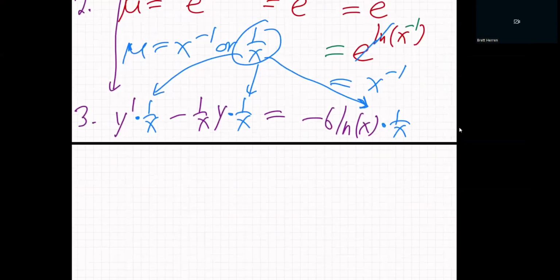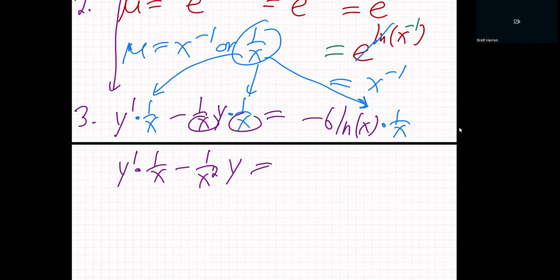And can we clean that up at all? Yeah, I guess over here this will be y prime times 1 over x minus 1 over x squared y, right? The x made x squared. This side, that's about all we can do, I guess. This is just minus 6 natural log of x times 1 over x.